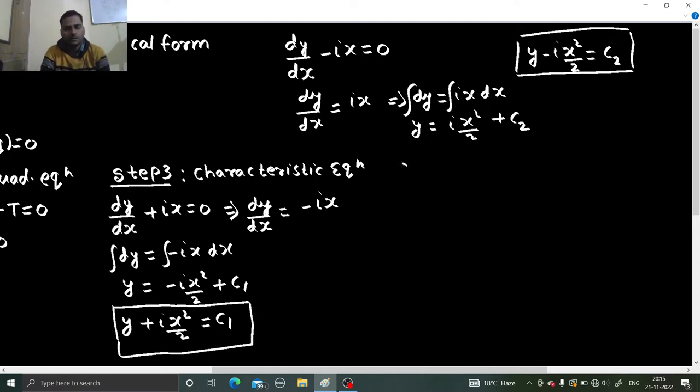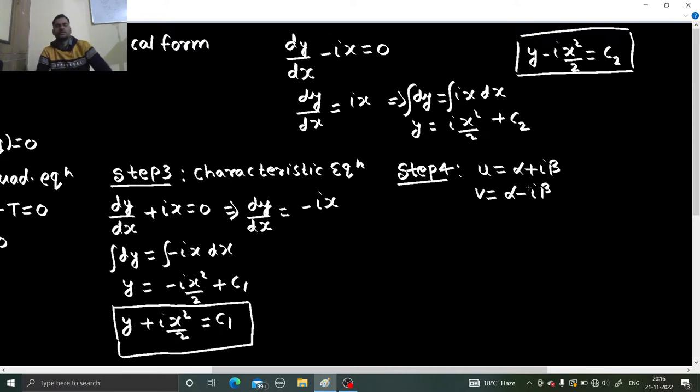Now step 4. In the first two scenarios when it was hyperbolic and parabolic, we used to take u as whatever is the function of x and y, and v as the other function of x and y, which is c1 and c2, we replace by u and v. In this also you can do that, but the better option is let's take u as alpha plus iota beta and v as alpha minus iota beta. Fine. Now your alpha is the real part, which is y in both the cases, and your beta is the imaginary part, which is x square by 2. Fine.